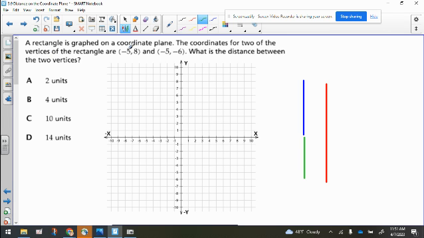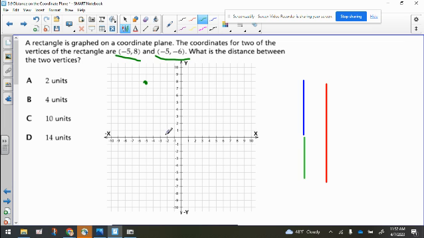So it's probably a good idea that we go ahead and plot these. So -5, 8, we're going to go left 5. That first ordered pair tells us where to go on the x-axis. And the second, which in this case is 8, tells us where to go on the y-axis. So since it's positive, we're going to go up 8. So up 8 would be right here. All right, so that covers this.